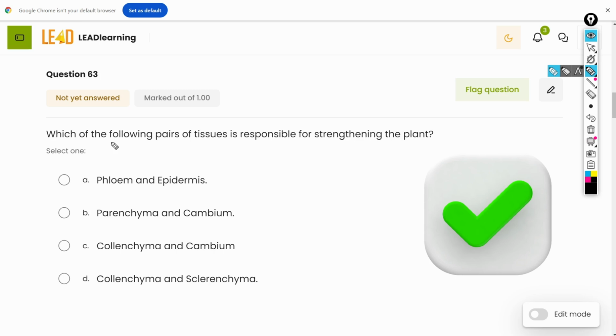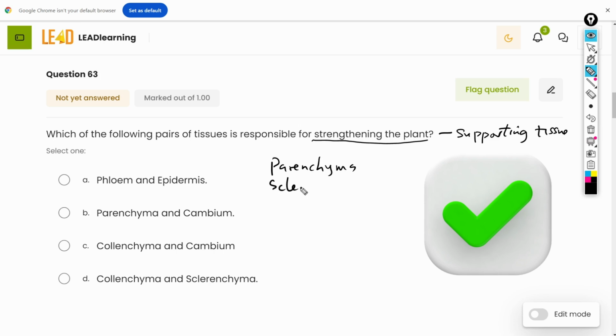Question 63. Which of the following pairs of tissues is responsible for strengthening the plant? The function of strengthening the plant is the same as a supporting function. So all supporting tissues will carry out the function of strengthening the plant. Now, the major supporting tissues in plants are 4 in number. Let me list them: parenchyma, sclerenchyma, collenchyma, and the xylem.